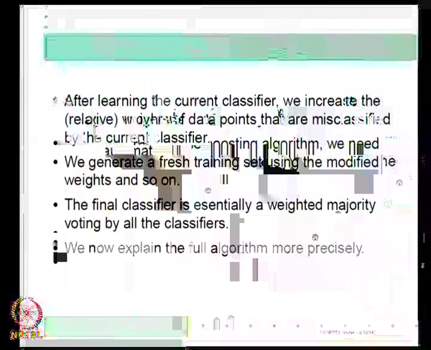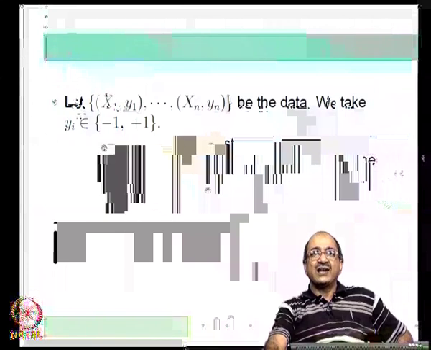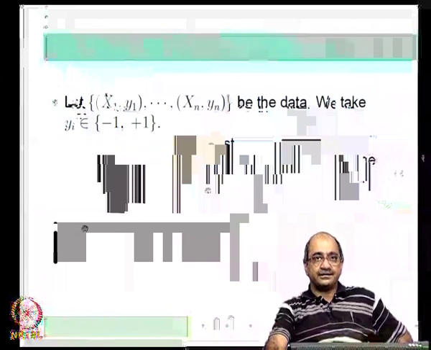So, let us go for the algorithm. Let us review our notation. We are considering a two class case. The data is (x1, y1), ..., (xn, yn), n data points, and we take 2 classes. So, we take yi to be plus 1 or minus 1. Okay.